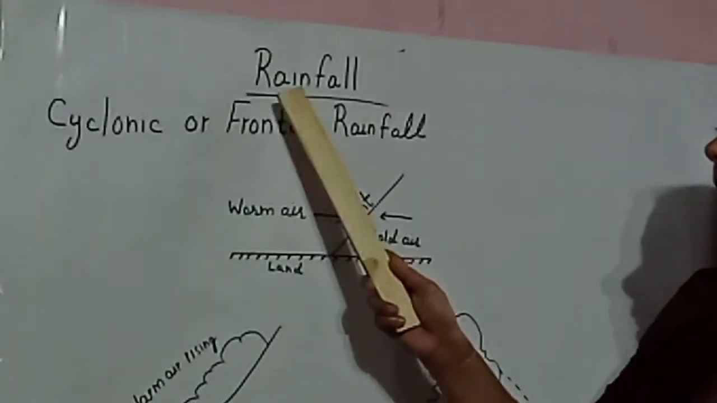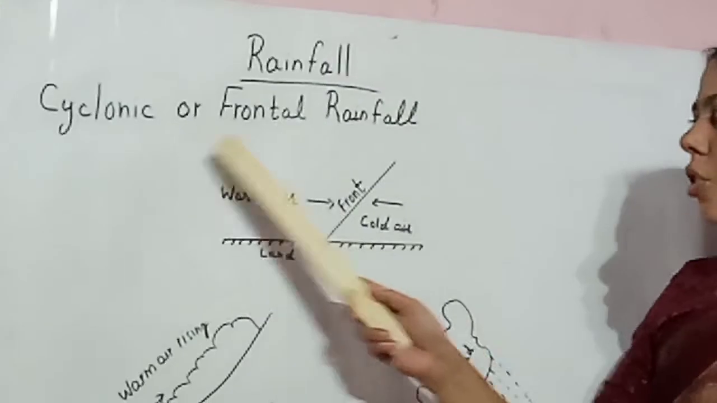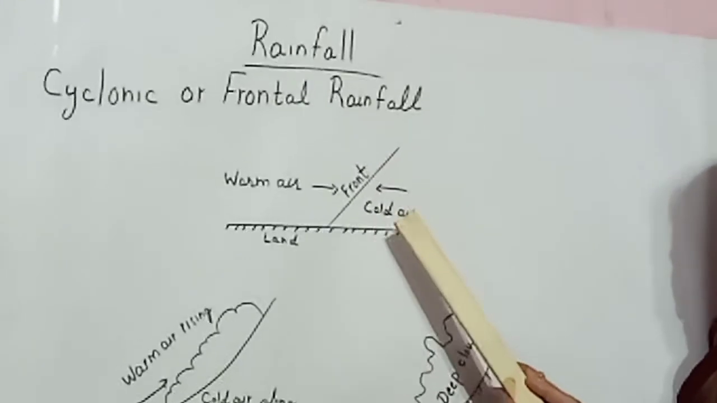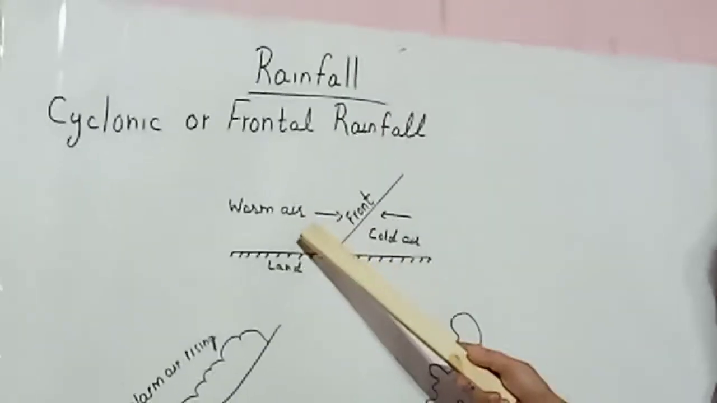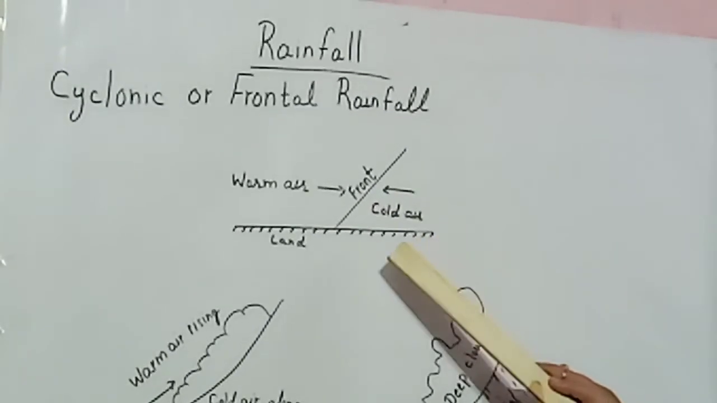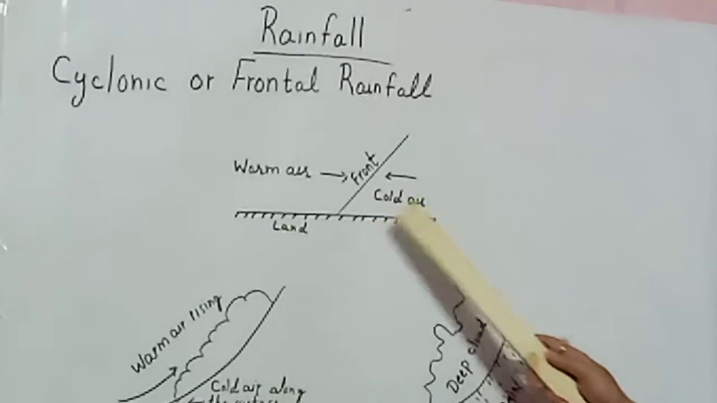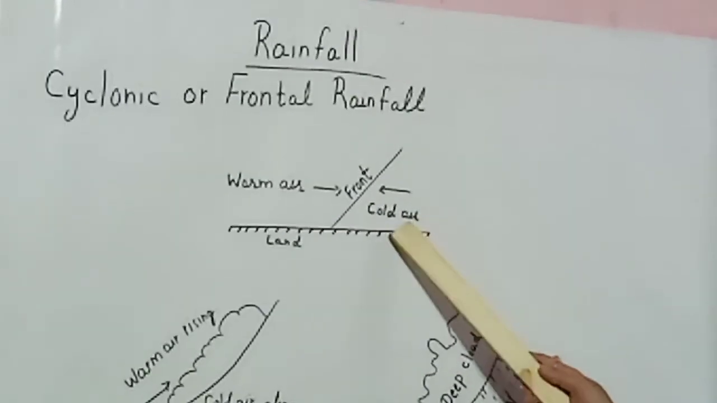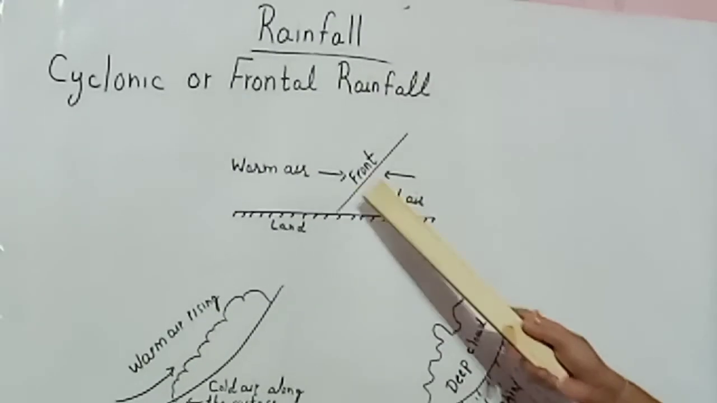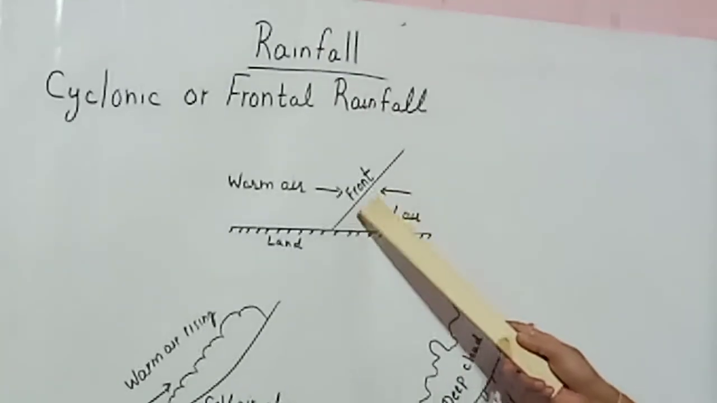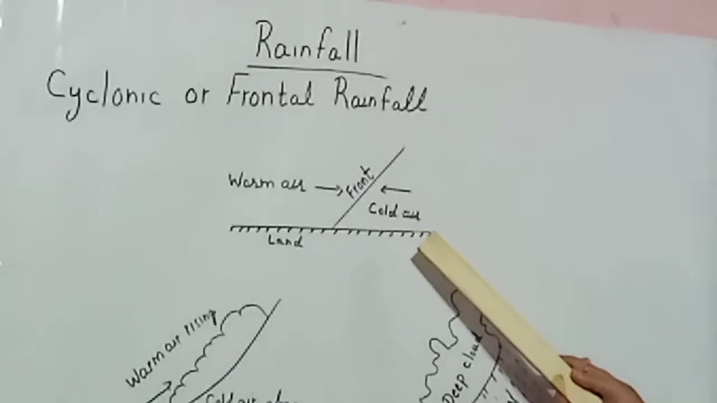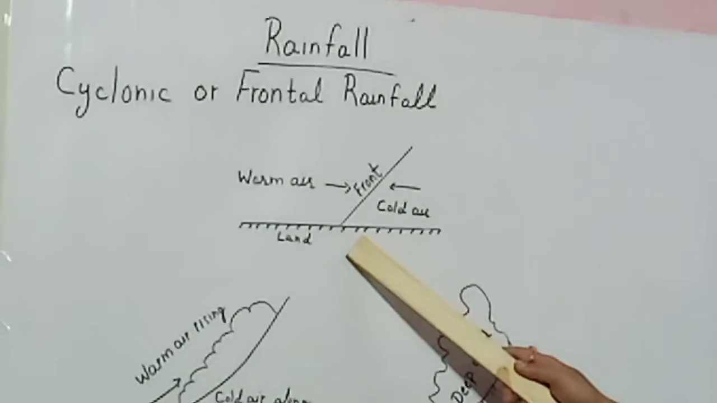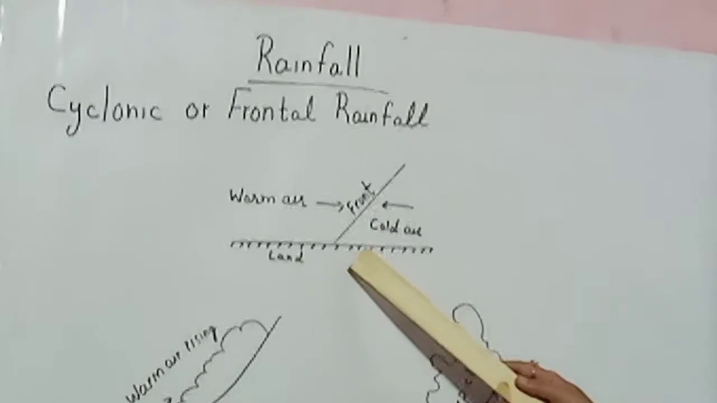Next type of rainfall is cyclonic or frontal rainfall. This type of rainfall occurs when warm air and cold air masses meet and form a front. When warm air and cold air meet, they become a front. As cold air is denser, it remains close to the ground, while the warm air rises above it.